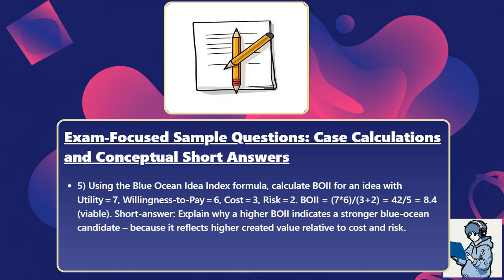5. Using the Blue Ocean Idea Index formula, calculate BOII for an idea with utility equals 7, willingness to pay equals 6, cost equals 3, risk equals 2. BOII equals (7 times 6) divided by (3 plus 2) equals 42.